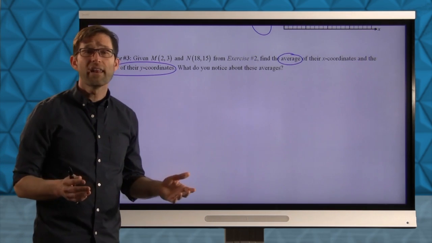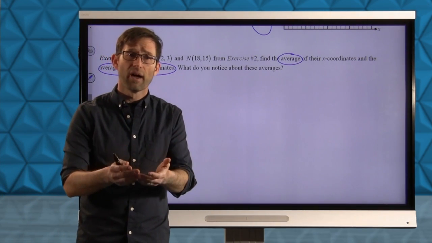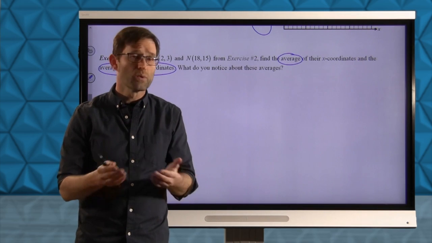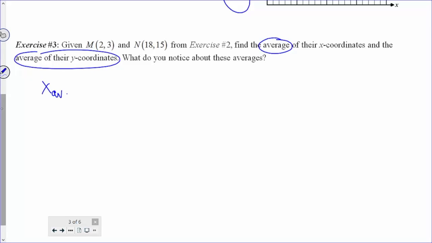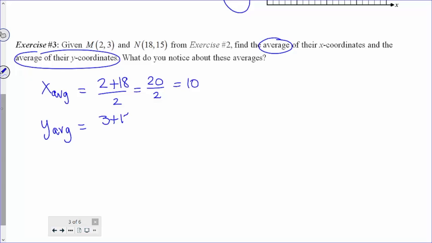To find any average, you add up all the numbers involved and divide by how many there are. When there's just two numbers, we add those two numbers up and divide by 2. So the average x-coordinate would be 2 plus 18 divided by 2, which is 20 divided by 2, and that's 10. The y-coordinate average would be 3 plus 15 divided by 2, which is 18 divided by 2, and that's 9. So you could think of that as being the point (10, 9).